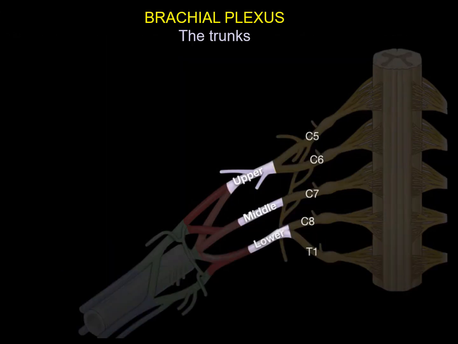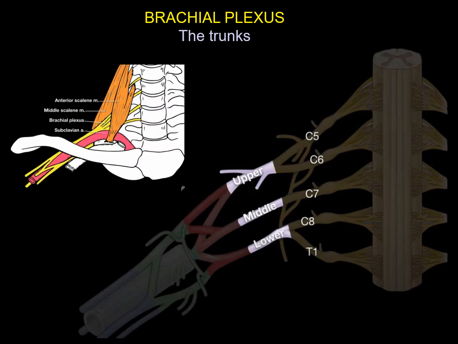We have 3 trunks of brachial plexus. The trunks are formed as follows. The C5 and C6 roots join to form the upper trunk. The C7 root alone forms the middle trunk, and C8 and T1 roots join to form the lower trunk. They lie in the neck, occupying the cleft between scalenus medius behind and the scalenus anterior in front.